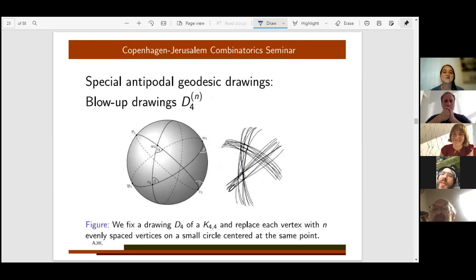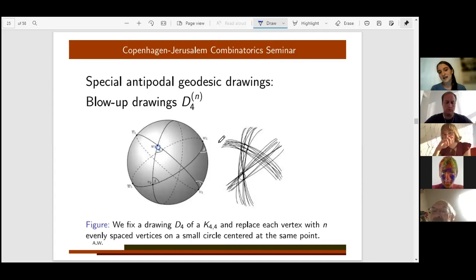And to make our life a little bit easier, we looked at very special antipodal geodesic drawings, which are like blow-up drawings. So we always started with the K44, the one that you already saw in the beginning. And each vertex we replaced basically by n vertices on a small circle. So instead of 1, we would have a bunch.